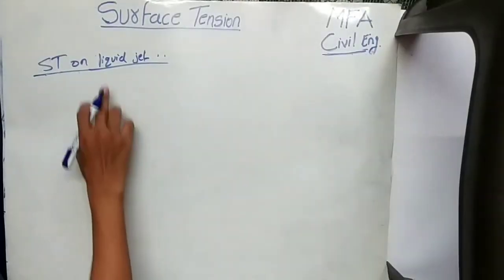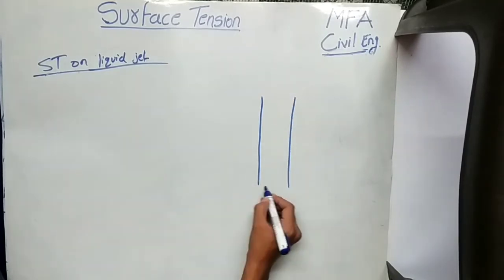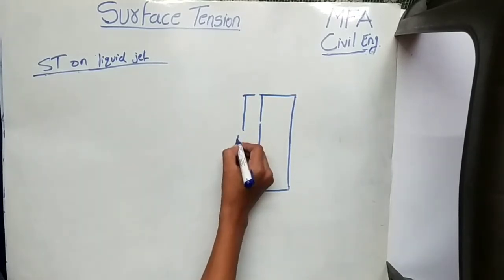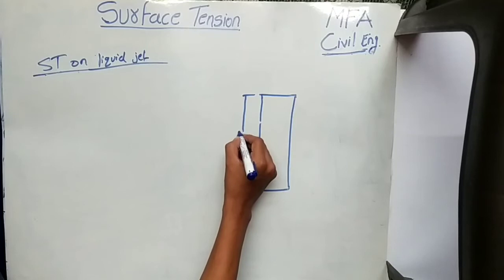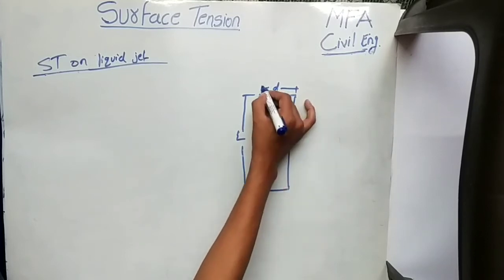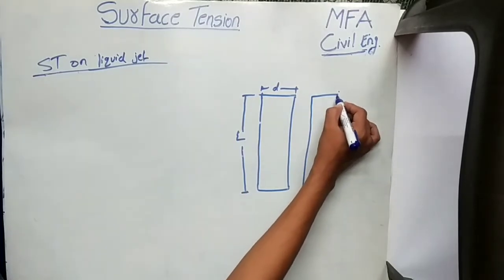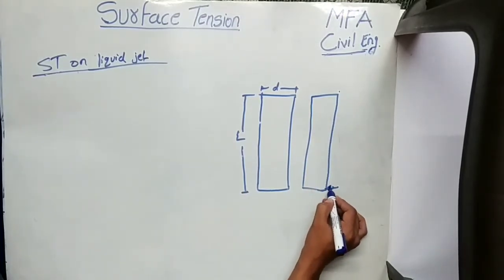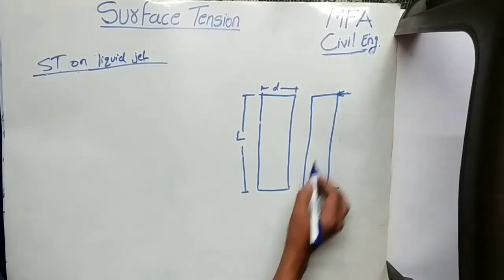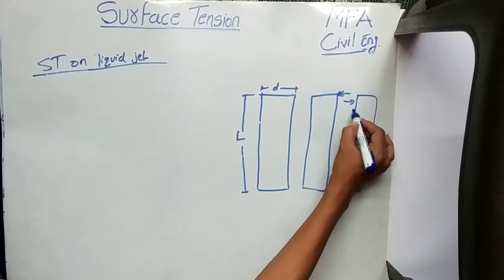For the surface tension on a liquid jet, consider a liquid jet. This is a liquid jet of length L and width or diameter d. Now cut the liquid jet into two equal parts, for the proper notation of the forces acting on this liquid jet: this is the pressure, and similarly, this is the surface tension.